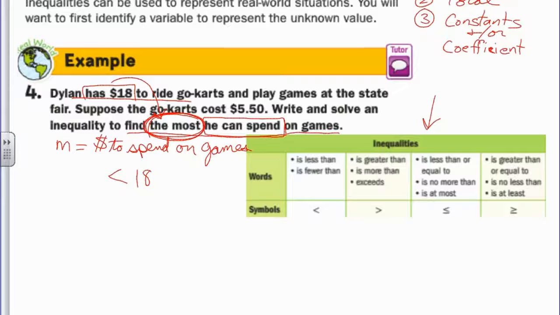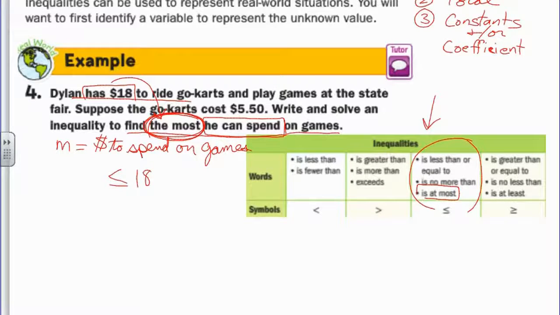And you will notice over here, at most says it's less than. Notice that is the symbol I used with the little pointing to the right. The number 18 is greater, but the variable, which is going to be on the left-hand side, is smaller. But you will also notice, and I kind of drew the circle over it, that also has the equal bar with it. Can he spend the entire $18? Sure he can. He doesn't have to save any of it. So we will include the equal bar.